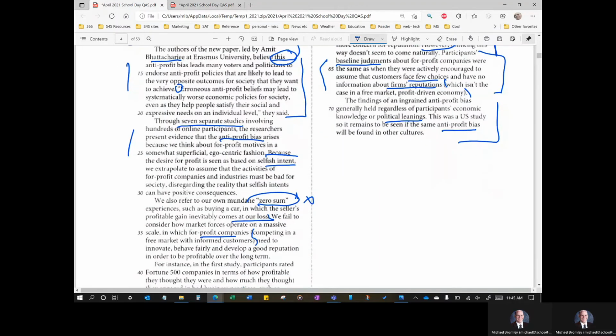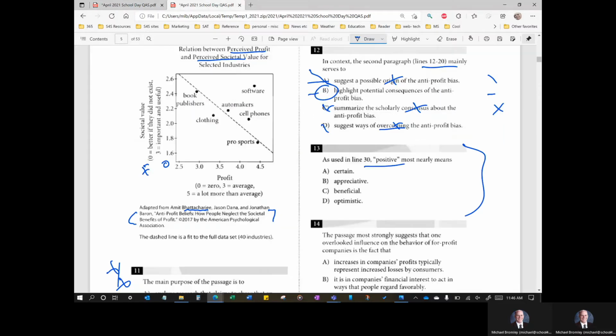I'm going to read a little bit more because I've got to get to line 30, positive consequences. So positive is selfish intents can have positive consequences. I think we all pretty much know what positive means. In this case, positive is an adjective. It's defining consequences that are positive. And what does it say? Because the desire for profit is seen as based on selfish intent, we extrapolate, whatever that means, to assume that the activities of for-profit companies must be bad for society, disregarding, so there's a transition, the reality that selfish intents can have a consequence that's positive.